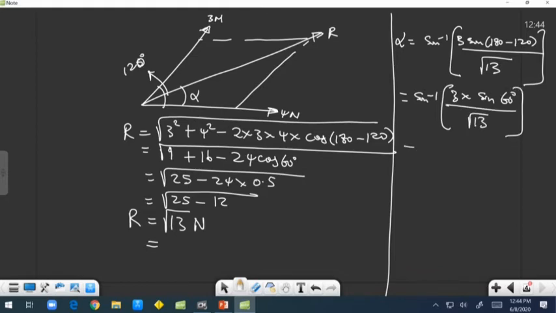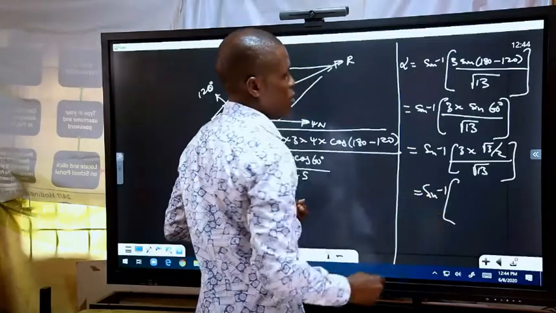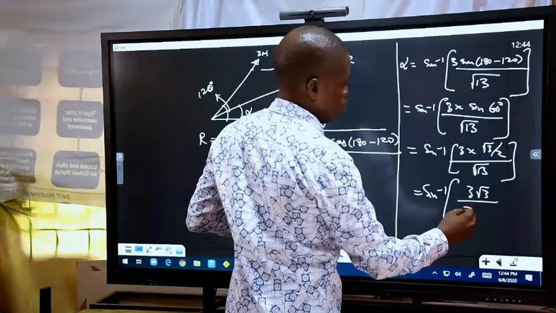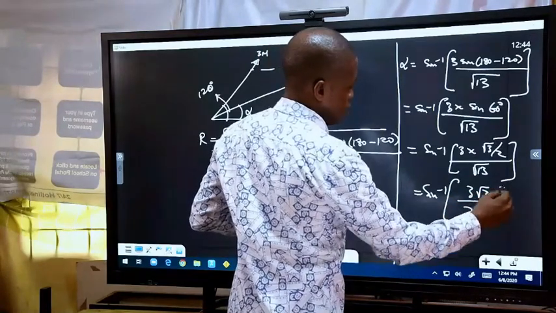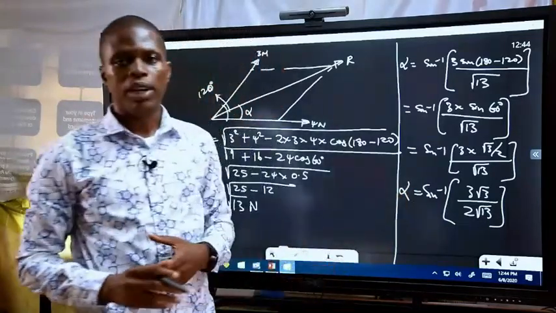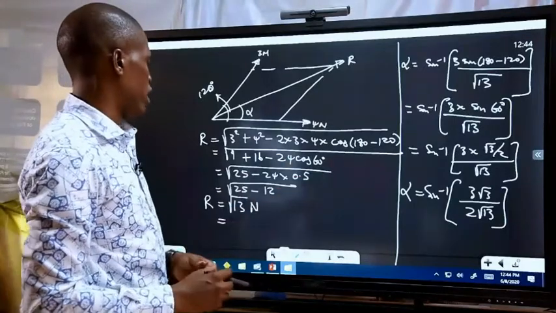When we do the multiplication, we have sine inverse of 3 multiplied by sine 60, which is root 3 divided by 2, over root 13. We simplify this further: sine inverse of 3 root 3 divided by 2 root 13. You can solve this using your calculator. You get the value of alpha from the expression we have there.